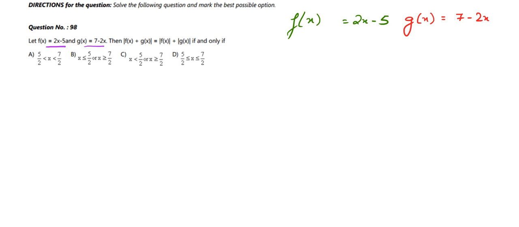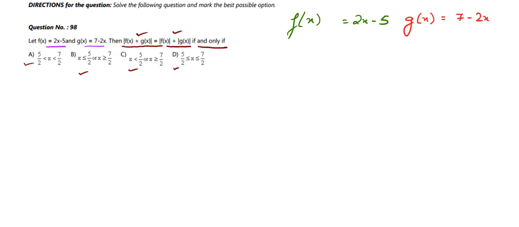Let's check what this is. Then mod of f(x) plus g(x) is equal to mod of f(x) plus mod of g(x) if and only if. So here we have been given four ranges of x and we need to find which range stands true for this equation to be equal.